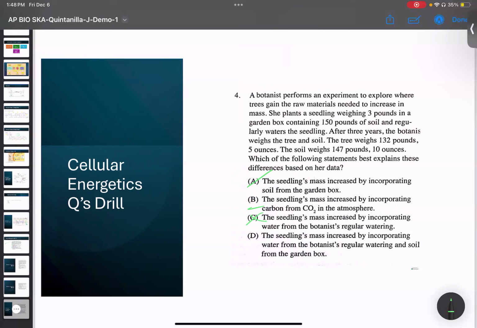And the last option: the seedling mass increased by incorporating water from the botanist regularly watering and soil from the garden box. So it's not true because we know that the soil is only a 3 pound difference. So we know that's not the case. So we know it's going to be B.